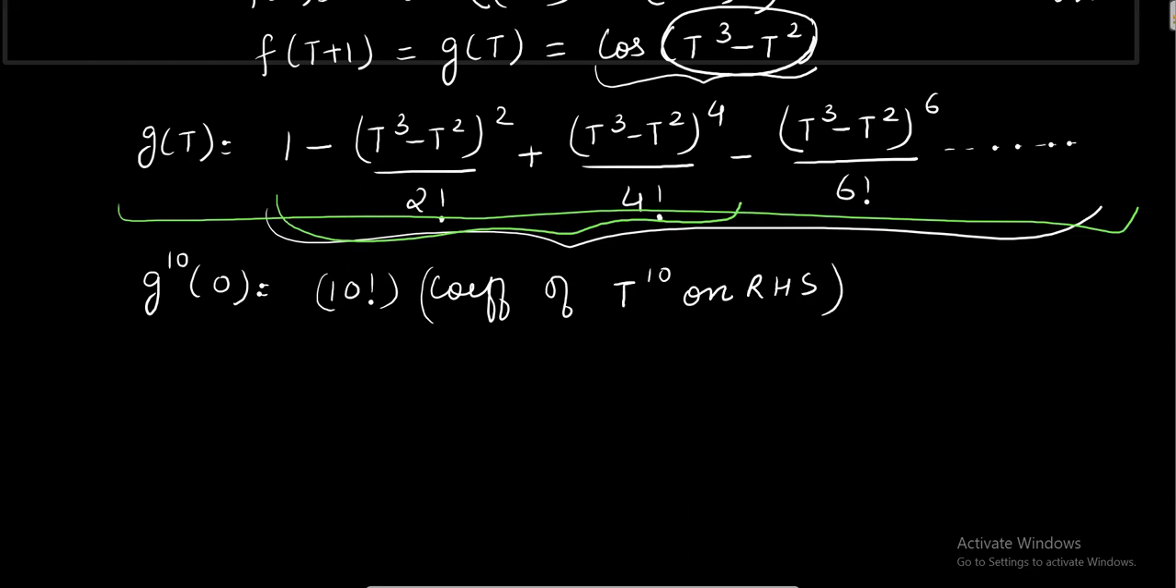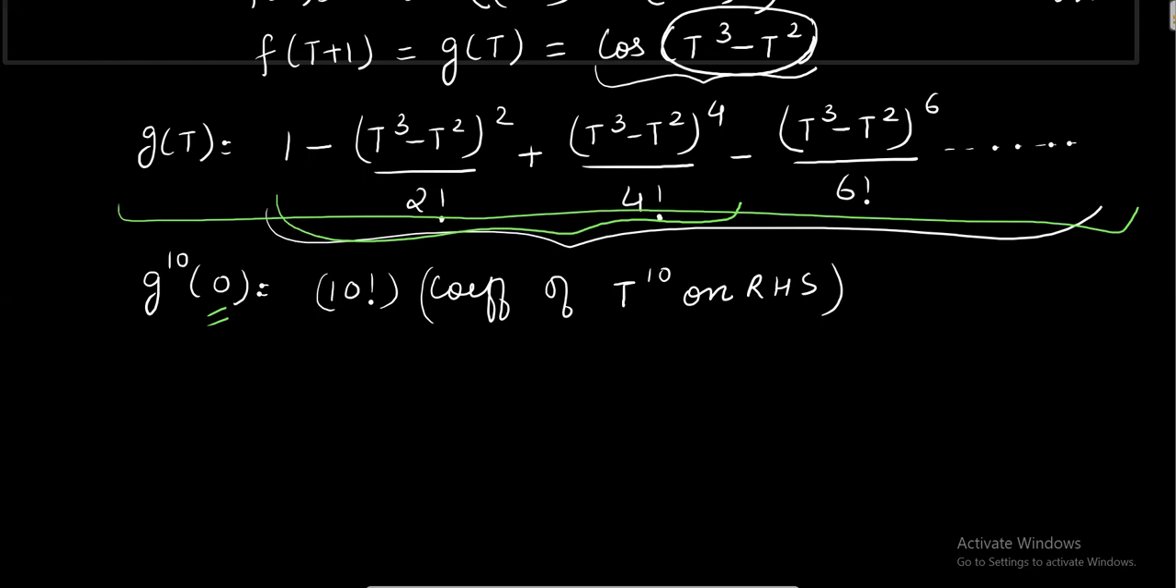So two reasons are there. One is all the terms having degree less than 10 will become 0 because of differentiation. And all the terms having degree greater than 10 will become 0 because we are going to ultimately put the value of t as 0. So that is why we are interested only in identifying the coefficient of t power 10.